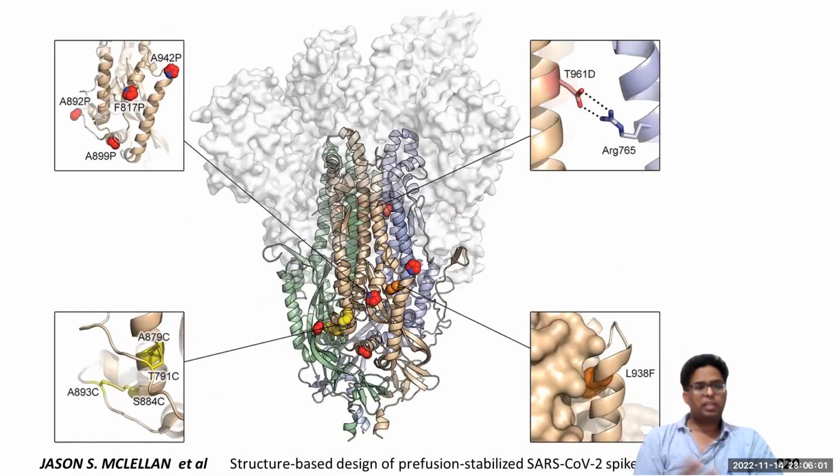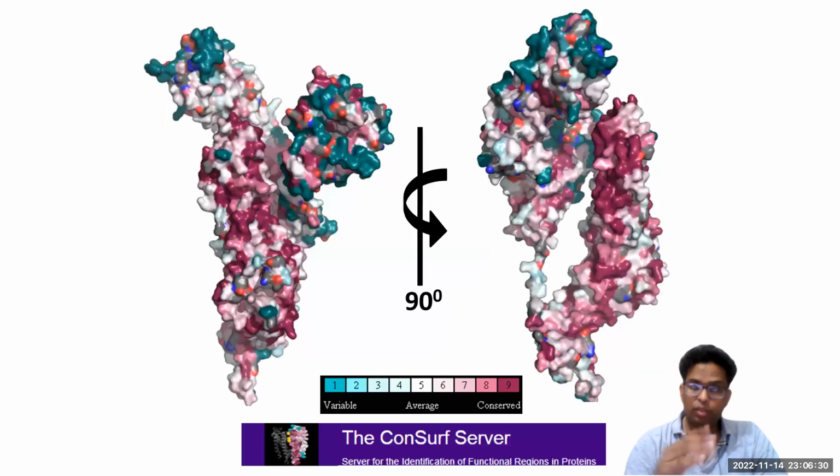This is Jason McLellan's work, and he has done the same thing, but I read this article and tried to do this work on my own. This is the proline substitution and some salt bridge interactions, some filling of cavities, and other hidden ones, but this work was published in Nature in 2020. So this type of mutation he has done, and I also want to do mutations, but some other mutations.